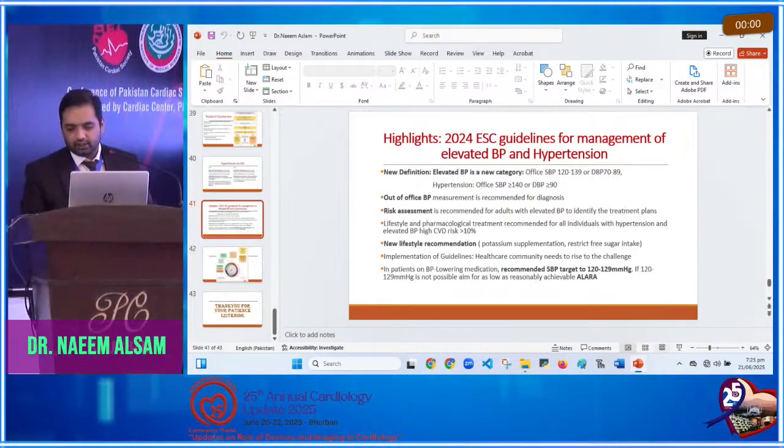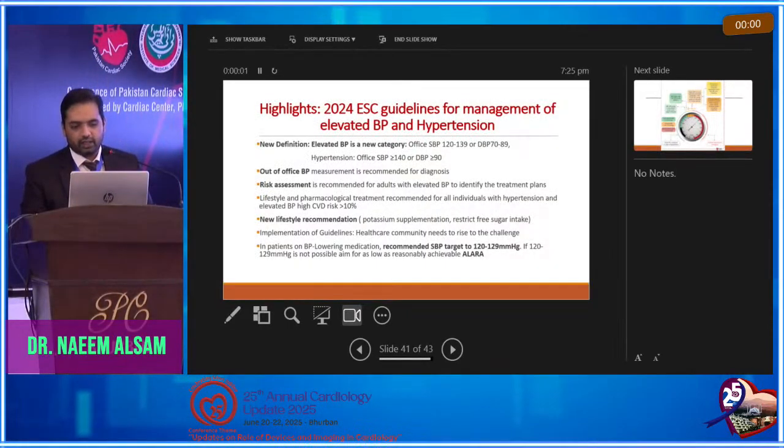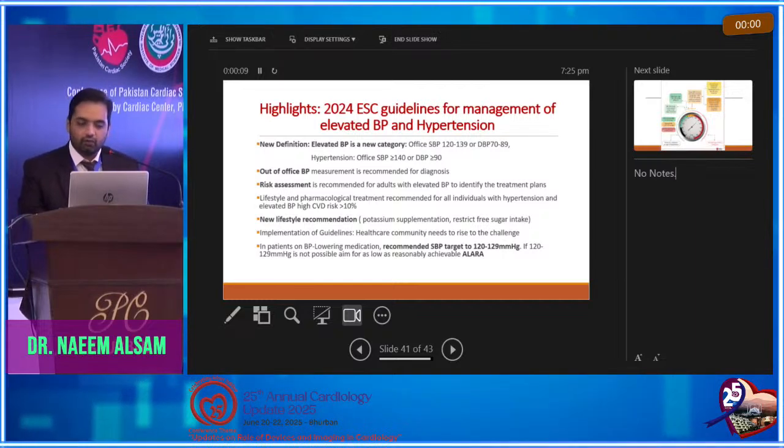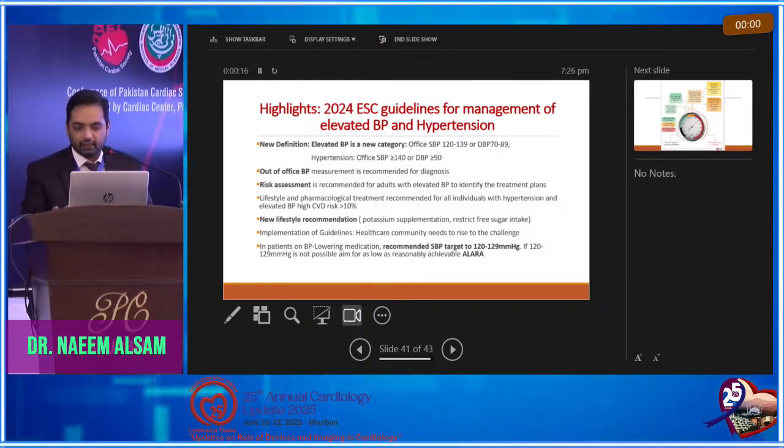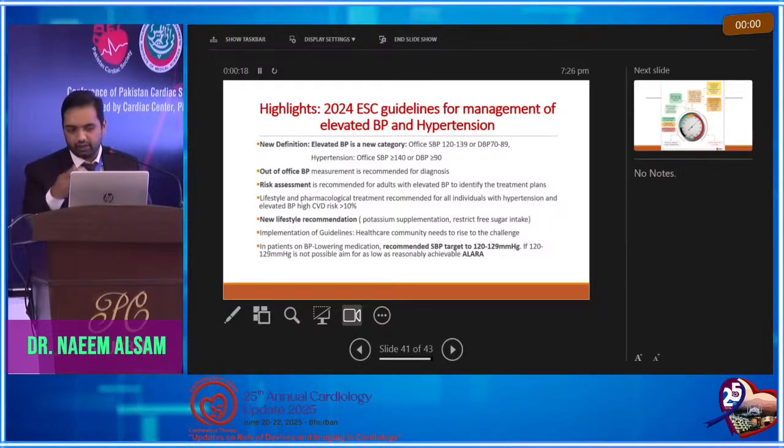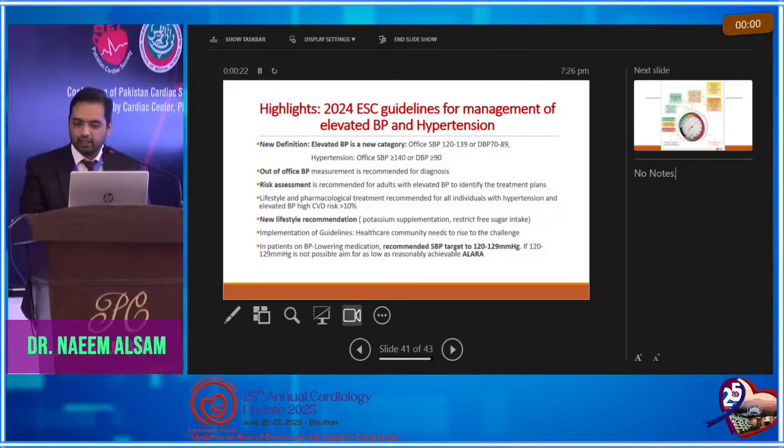So in conclusion, this is the conclusion slide. A new definition has been added, that is office systolic BP 130, and for hypertension 140. Out of office BP measurements are recommended. Risk assessment for the elevated BP, and lifestyle and pharmacological treatment for CVD risk more than 10%. New lifestyle recommendation, we have already discussed potassium supplementation and implementation of the guidelines.